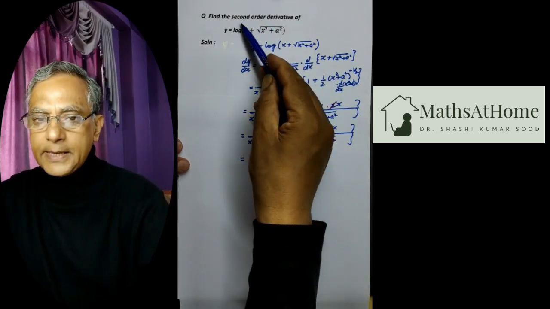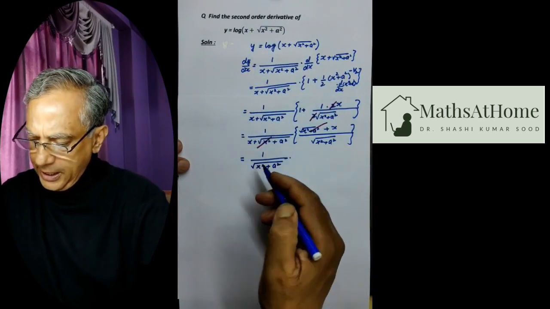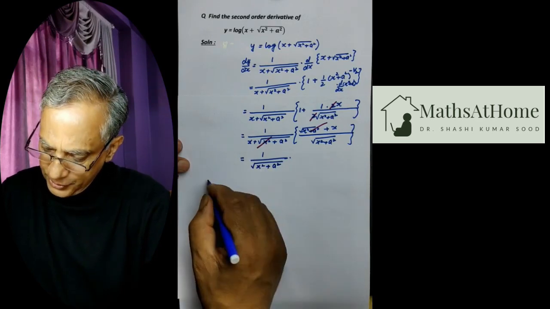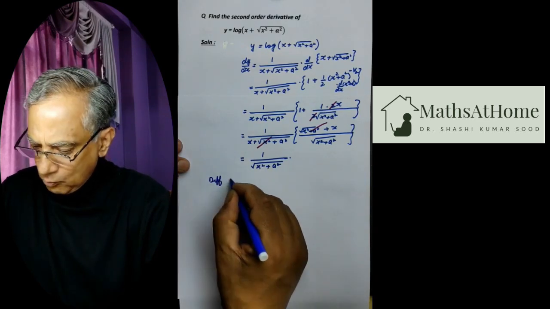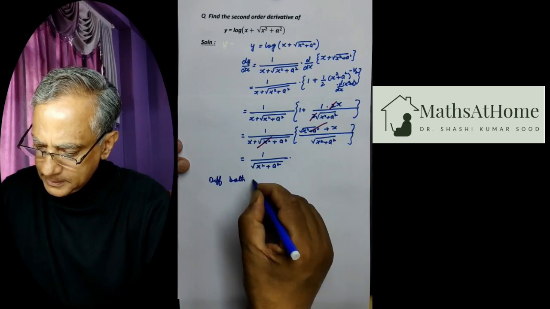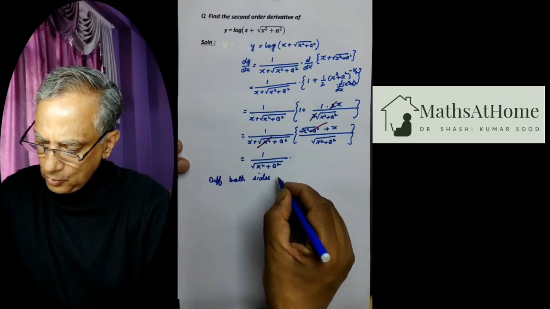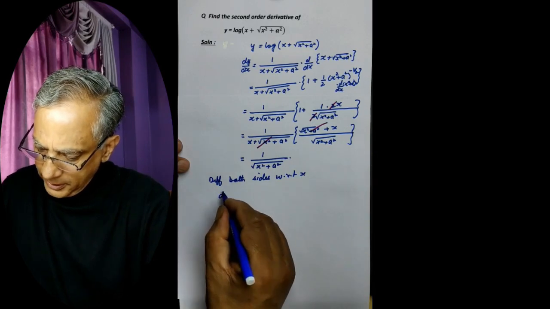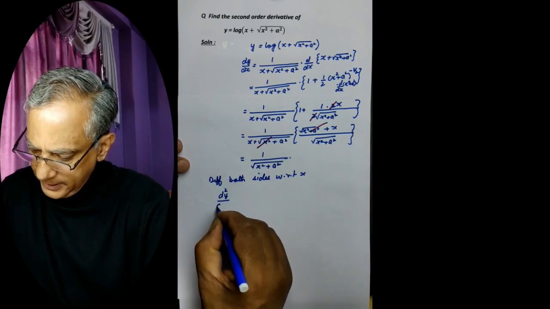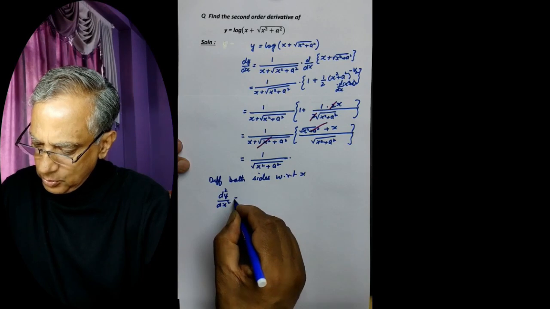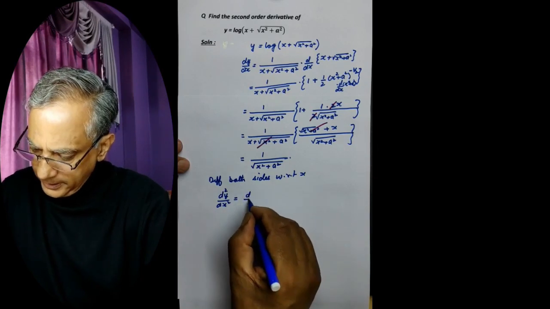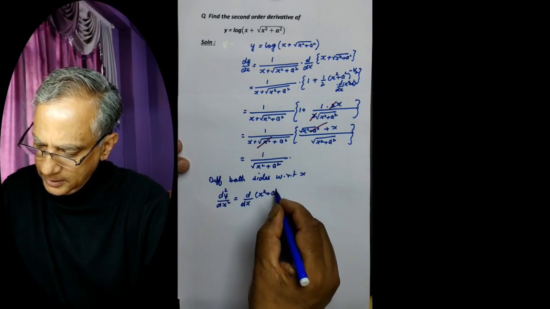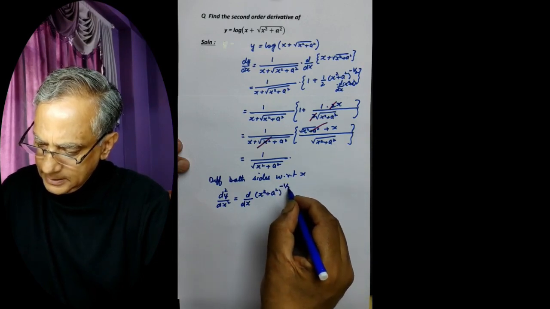Now we have to find the second order derivative. So we differentiate this again with respect to x, differentiating both sides with respect to x. What we get is d²y by dx² is equal to d by dx of (x² + a²)^(-1/2).